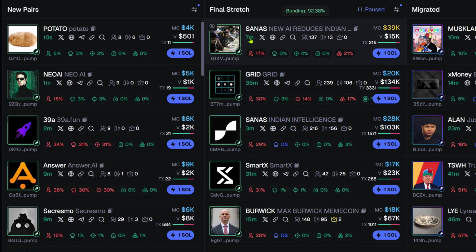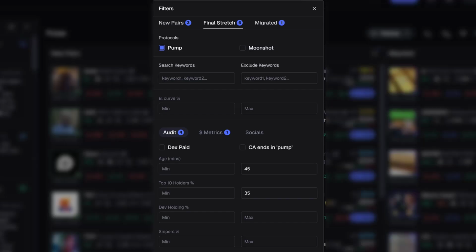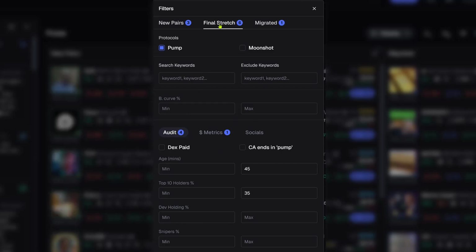The filters that I use is right here, okay? And I went over this already, but here we go. So we are in the Final Stretch tab. So you want to click here. And then you got 3 other additional tabs for this area, right? And the first field over here is age, 45 minutes.